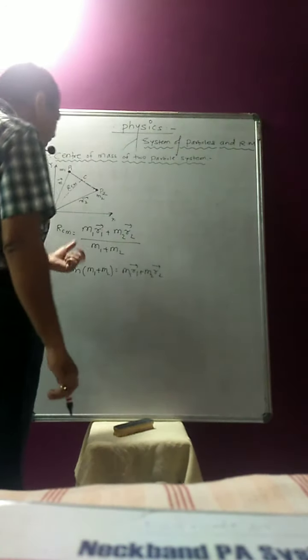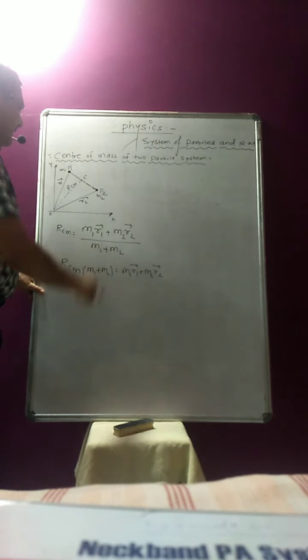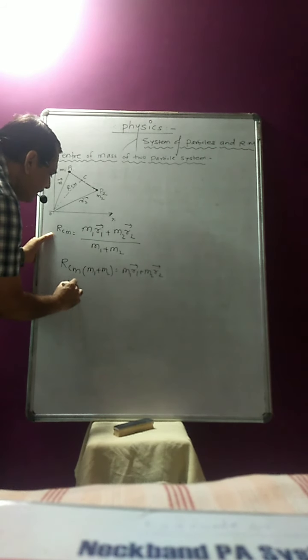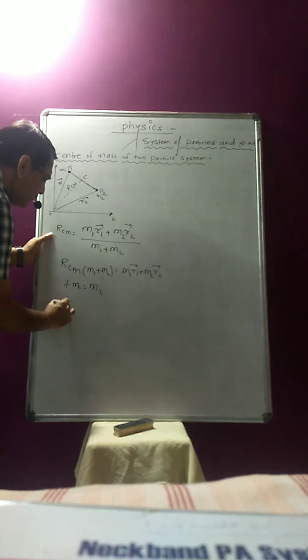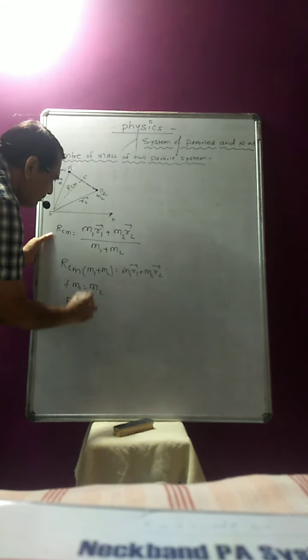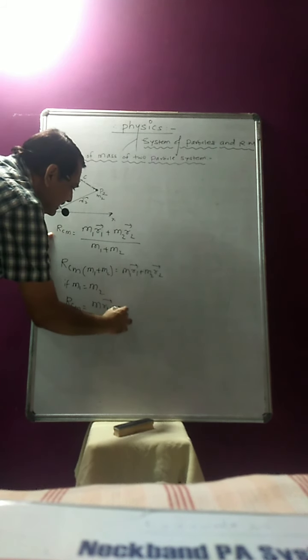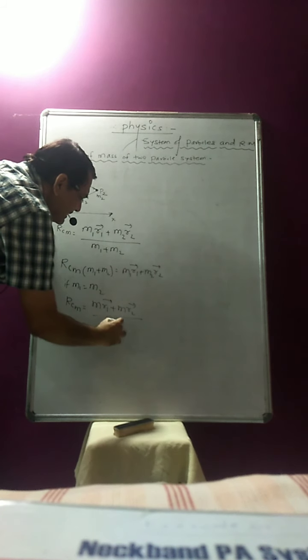Once you have got the idea about that RCM, we can also calculate RCM if M1 is equal to M2. Then how can we write the center of mass? Center of mass can be written as M into R1 bar plus M into R2 bar upon M plus M.